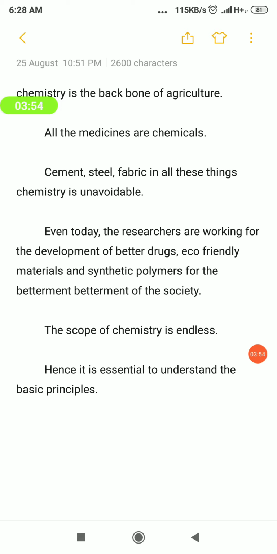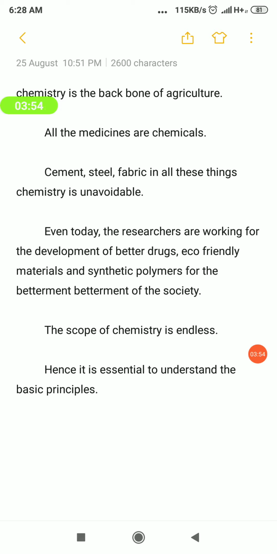So the scope of chemistry is endless. We could be saying it for a day. It's endless, so we have to understand the principles of chemistry. That is the need of chemistry. Without chemistry we cannot survive in the world. That's why we are studying chemistry.